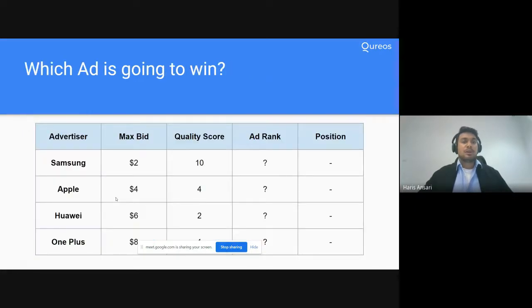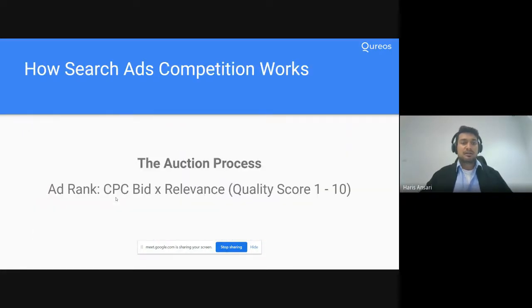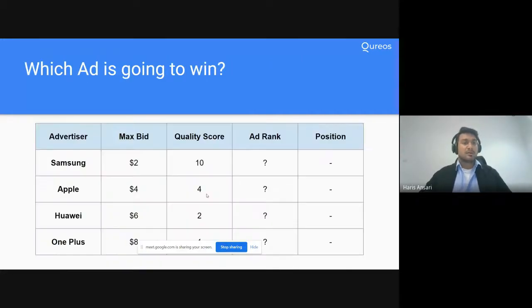So when we see the formula, we see there is CPC bid and there is quality score. The first thing which came to my mind when I started learning about it was that I can easily win the competition by bidding more. If my competitor is bidding 2, I can bid 10 or 12 in order to win the competition. So let's look at an example.